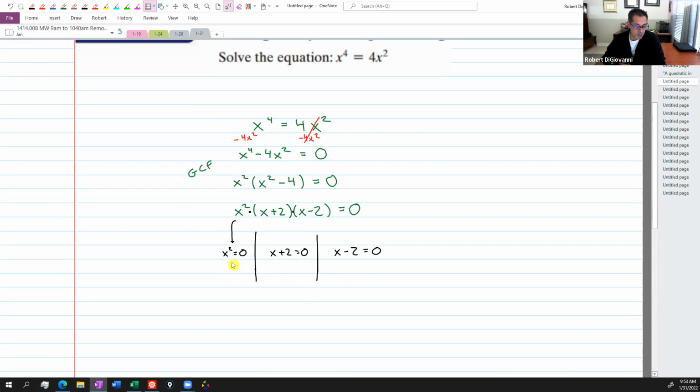So if we look at the first equation, what is the only number that you can square and get 0? There's only one number that works. Is it 1? No, 1 squared is 1. It's 0 itself. 0 squared is 0. So the solution of this one is 0. And then the others, you just move the numbers to the other side. So x is negative 2 and x is positive 2. And that's it. Those are our 3 solutions, right? We have 3 answers.